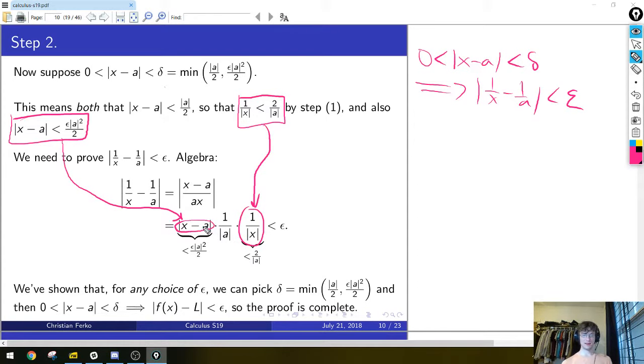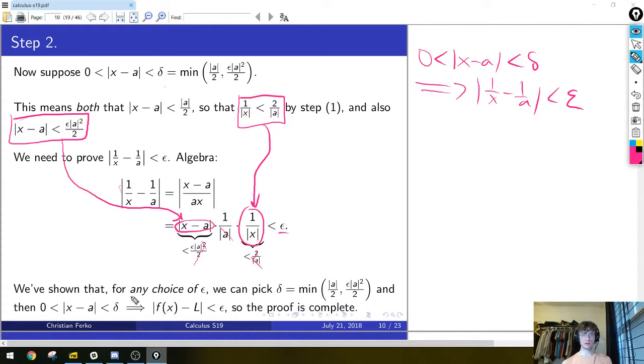If you replace each of these factors by the thing it's upper bounded by, you get epsilon absolute value of a squared over 2 times 1 over absolute value of a, which kills one of these factors, times 2 over absolute value of a, which kills a second factor, and kills the 2. So these were carefully chosen so all the factors would cancel, and we'd be left with epsilon, which is exactly what we wanted to prove, that this thing has been made less than epsilon.